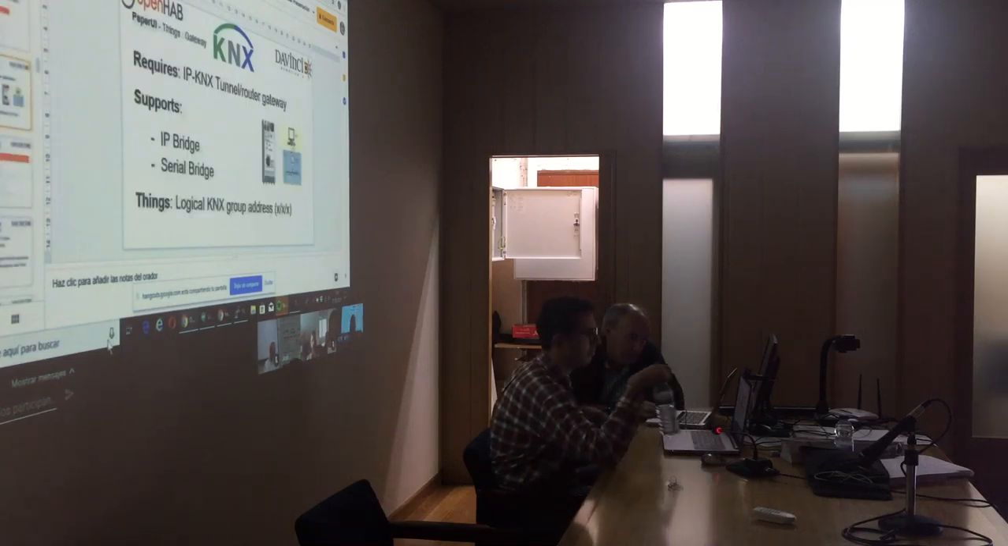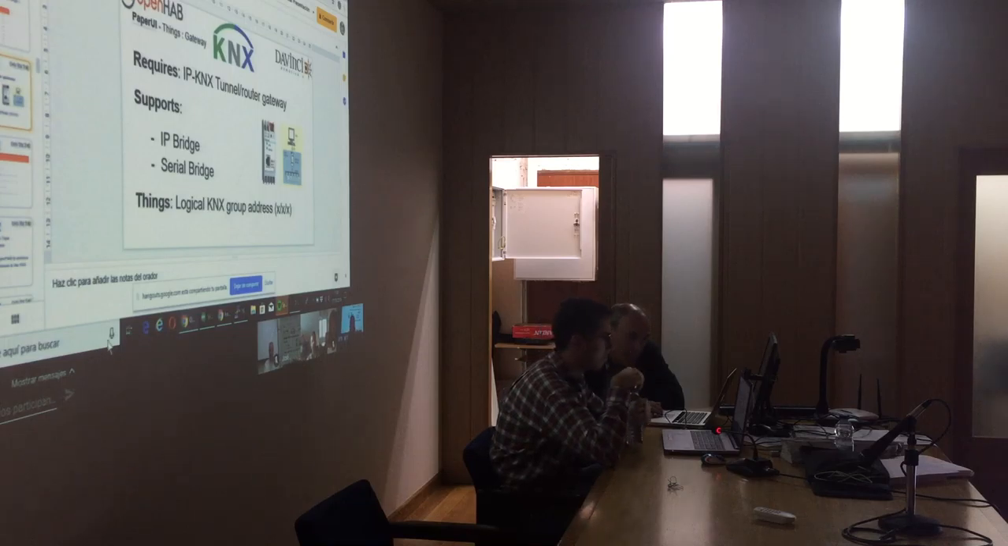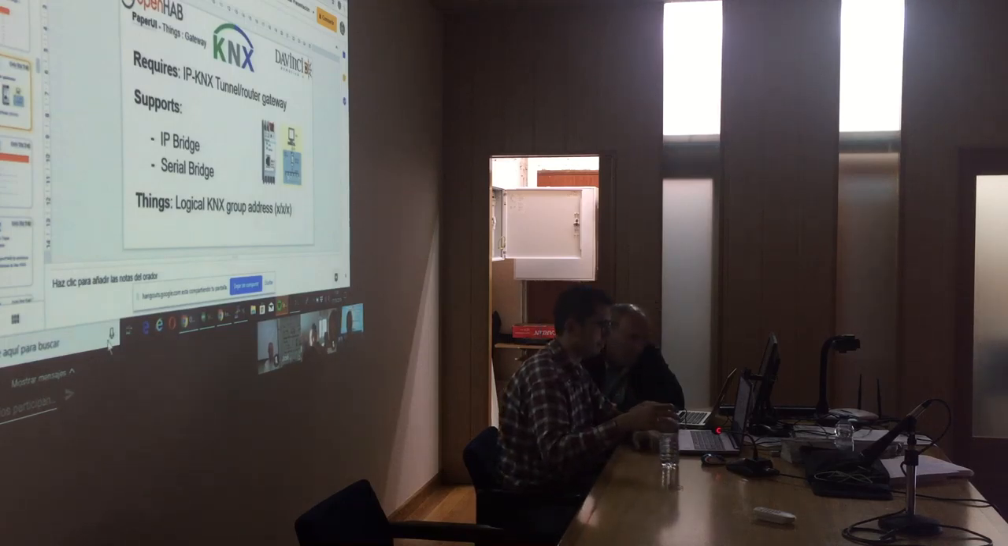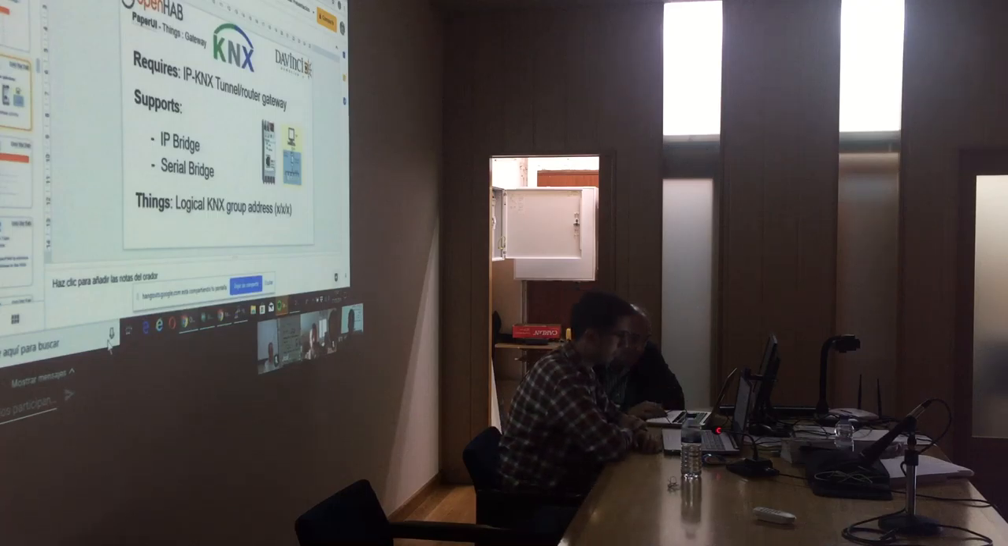So, I repeat. You have to go paper user interface, add-ons, bindings, Kinix, and install the Kinix binding. So, what do you need here? Of course, you don't need a C-Way dongle. What you need is some kind of device that connects the Kinix bus, the Kinix wires, to the OpenHAB platform.